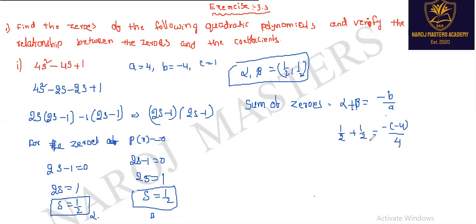Okay. So 1 by 2 plus 1 by 2 is 1 plus 1 by 2 equal to minus of minus, plus 4 by 4. Okay. This is 2 by 2 equal to 4 by 4. This means 2 cancels, 4 cancels, means 1 is equal to 1. So LHS is equal to RHS here. Now write in the product of the zeros formula.